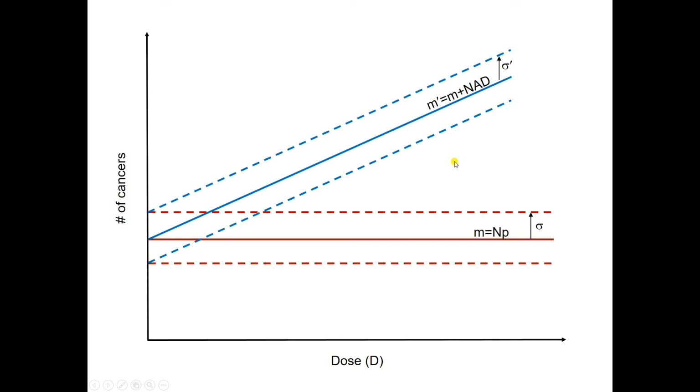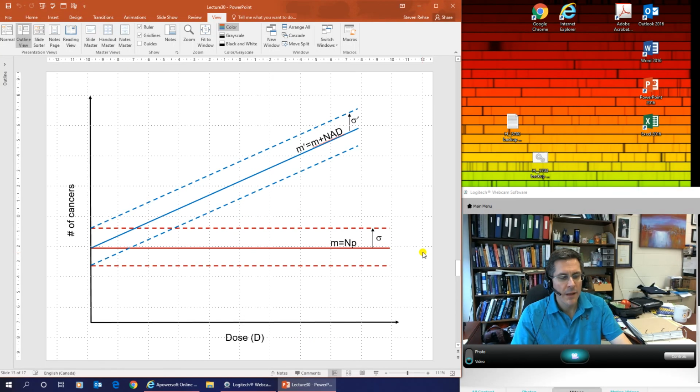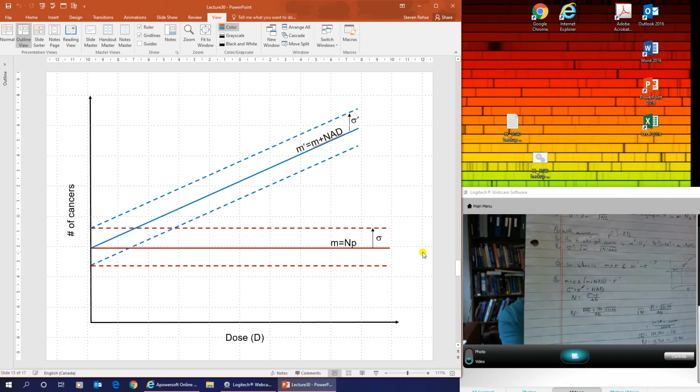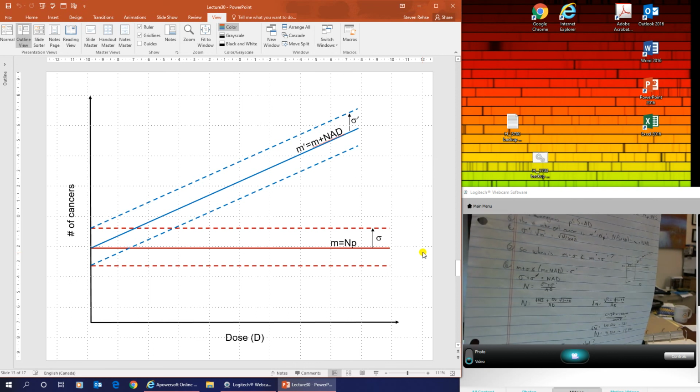Okay? Does that make some kind of sense? So my question is, when is M plus sigma less than M prime minus sigma? That's what I'm really getting at. I did that this way, and I think I'll post this online for you afterwards. You can look at it as well, but go ahead and look at my work.